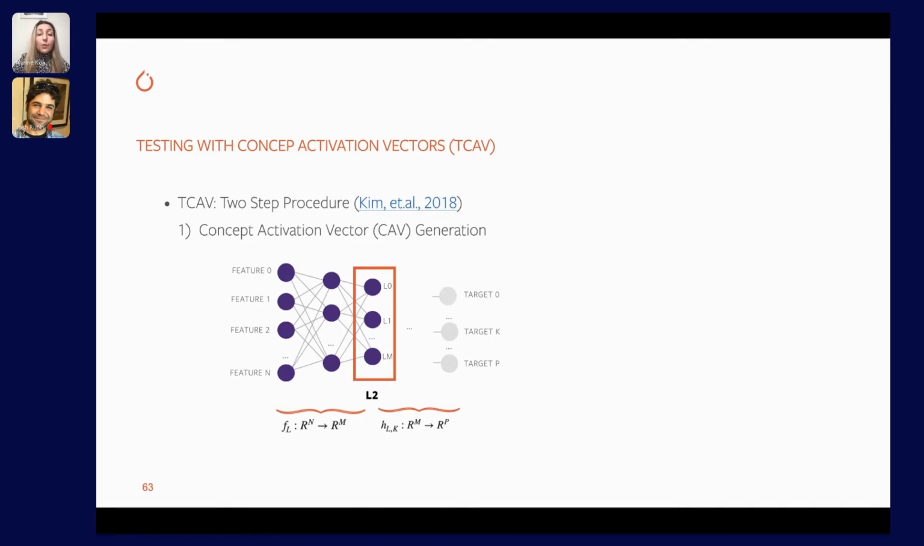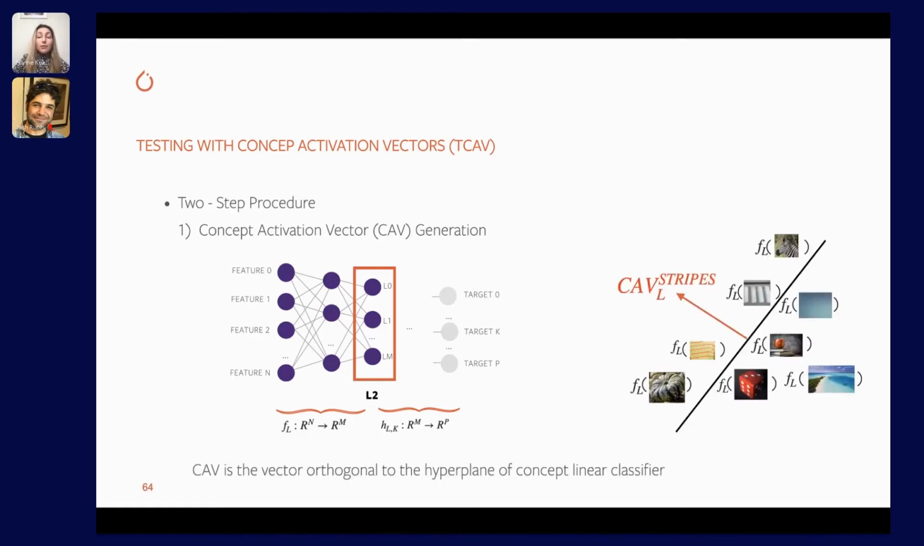In the first step, we generate concept activation vectors. We basically try to understand what type of concepts different layers in our models learn. So for that layer, we train a classifier, in this case a linear classifier, that learns the hyperplanes that divide those concepts from each other. In this case, we could see that the concept activation vector is the one that is orthogonal to our hyperplane that divides our straps concept from a random concept and is pointing towards that concept.